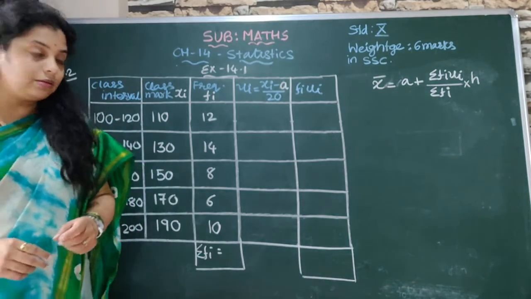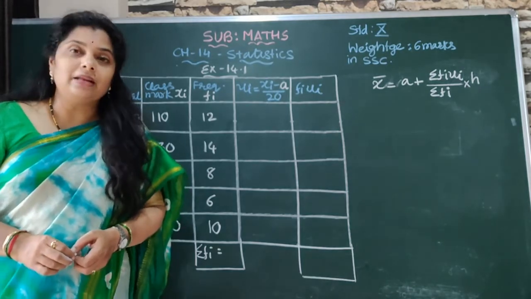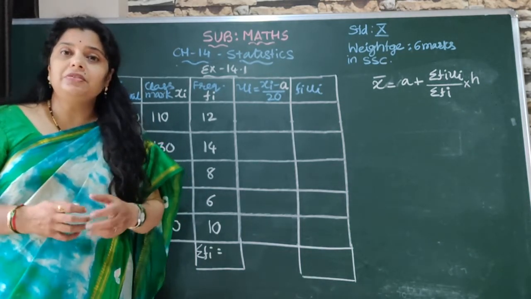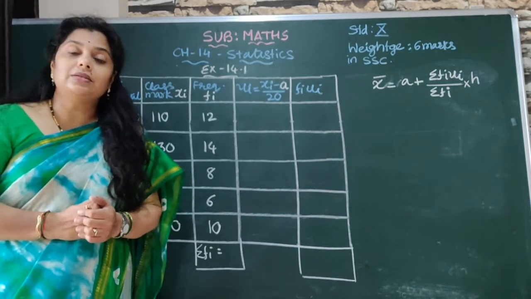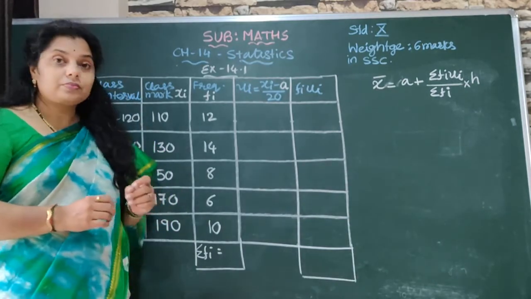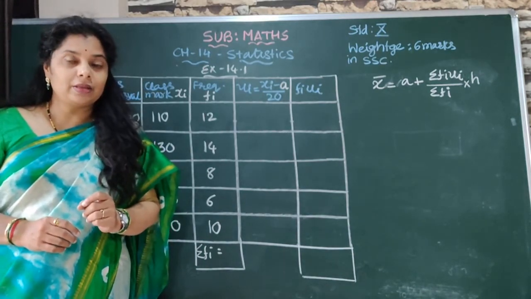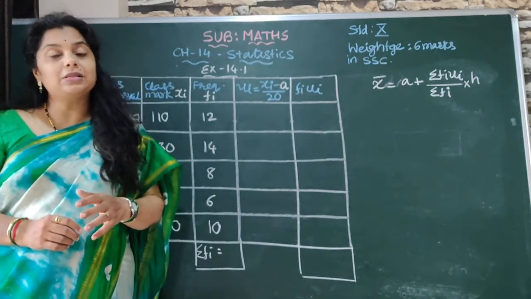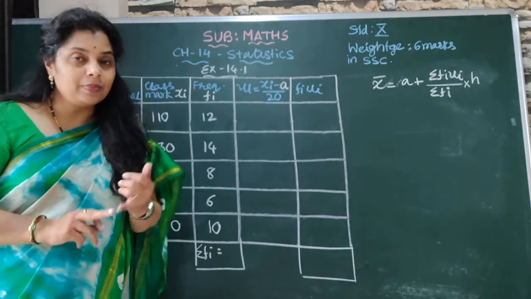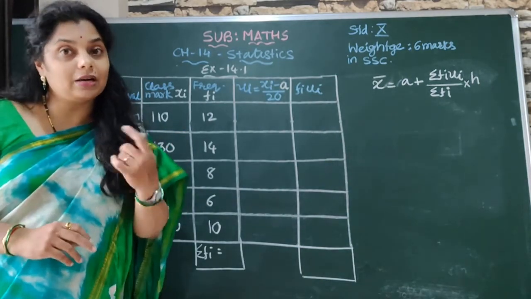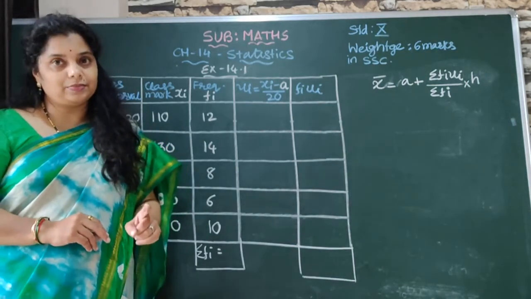So can we use the direct method? Yes, we can, but it may be time consuming. And in maths it is very difficult to manage time, as in 3 hours we have to complete the 80 marks paper. So we should use the method by which our time consumption will be less. Here, as the class length is the same and the values of xi and fi are large, we prefer to use the step deviation method. Is it clear?